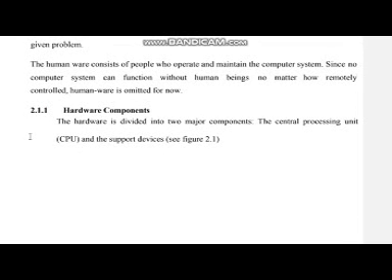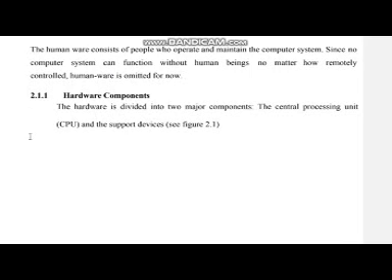So the hardware is divided into two major components: the central processing unit, which you all call the CPU, and the support devices. So the central processing unit.